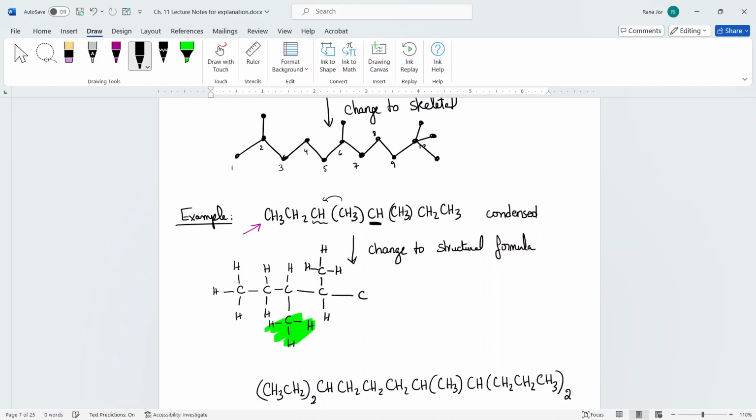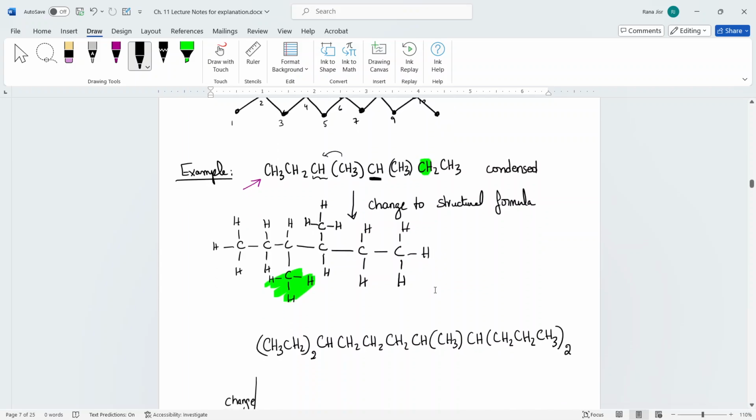And then I do have a CH2. Right now I am here. This is the CH2, and then I have my CH3. And this is going to be my CH3 in there. So that is the structural formula.